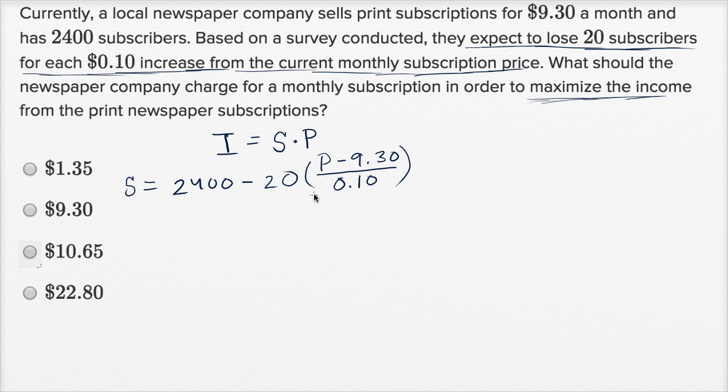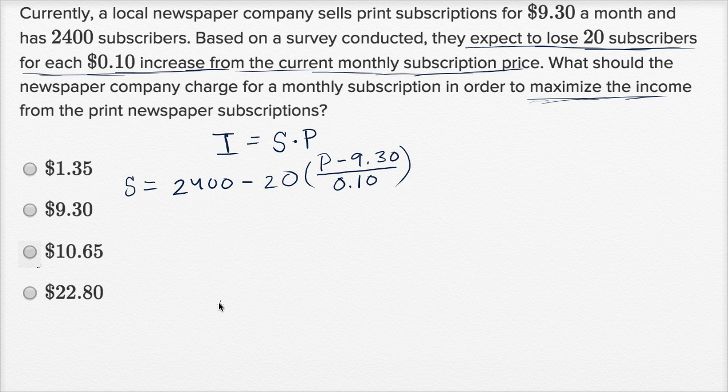So this is probably the most interesting part of this problem. This is kind of the crux of it. How do you set up subscribers as a function of price? Because once you do this, you can then substitute back in here, and then you're going to have income purely as a function of price. Let me show you what I'm talking about.